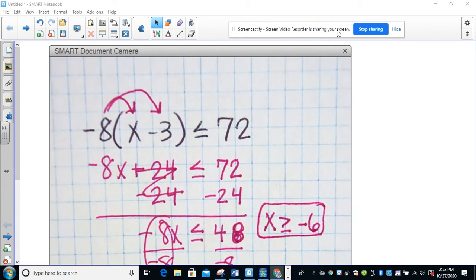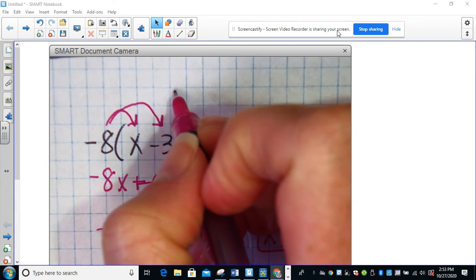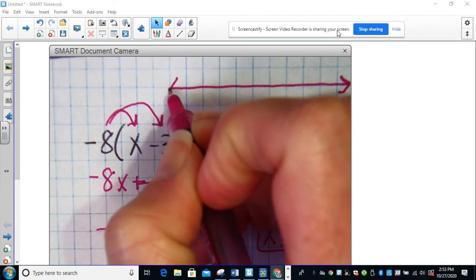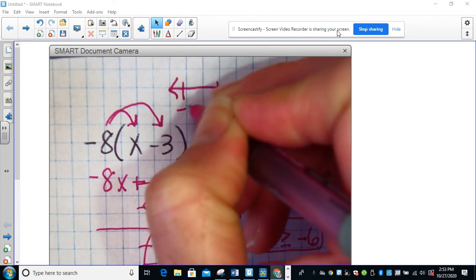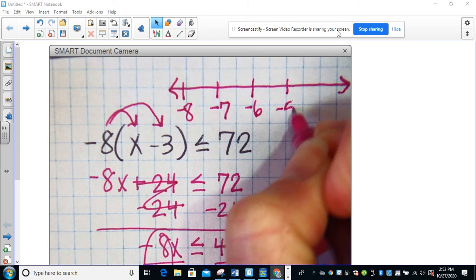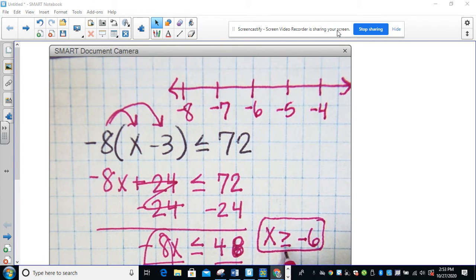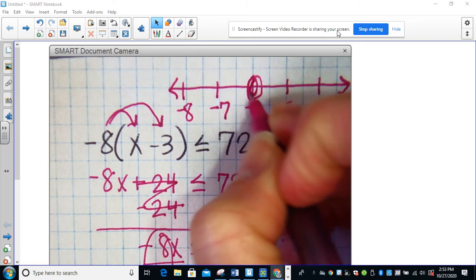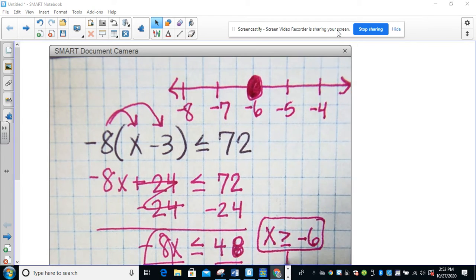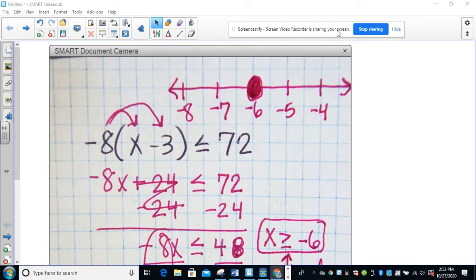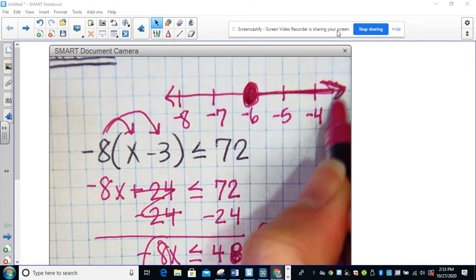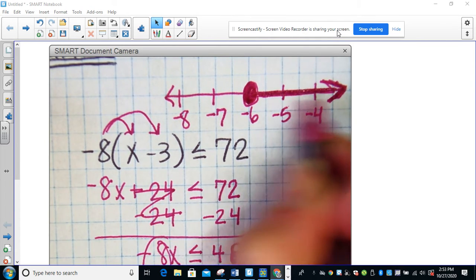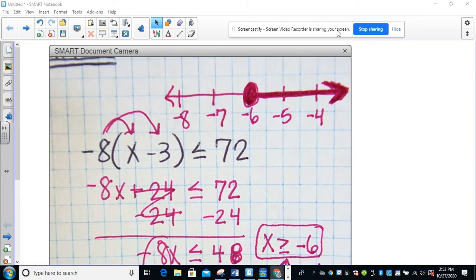So if I was going to go up here and plot this, you have to be careful with your negatives again. So if I had a -6 here, this will be a -7, a -8 going backwards, -5, -4. Since there is an equal sign, you make the circle and you color it in. That means a closed circle with an equal sign. And it's pointed this way to the right, that's greater than. So we shade everything on the number line to the right of -6.